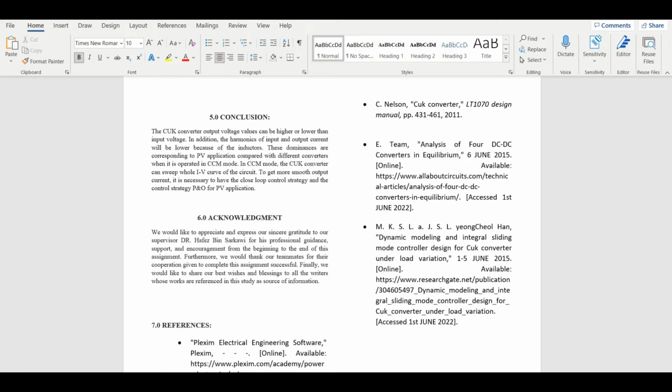Hello, my name is Muhammad Fidan bin Aziman, matrix number B08 2010-403. So for the conclusion, the Cuk converter output voltage values can be higher or lower than the input voltage. In addition, the harmonics of input and output current will be lower because of the inductors. These dominances are corresponding to PV application compared with different converters when it is operated in CCM mode. In CCM mode, the Cuk converter can sweep the whole IV curve of the circuit to get a smoother output current, so it is necessary to have a closed loop control strategy, and the control strategy P&O for PV application.